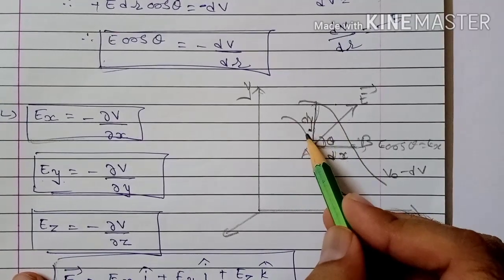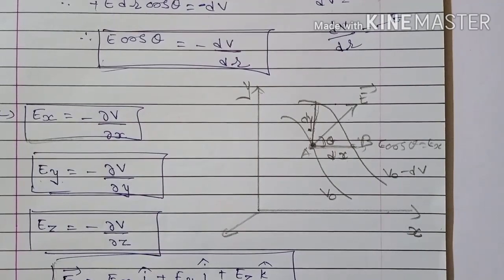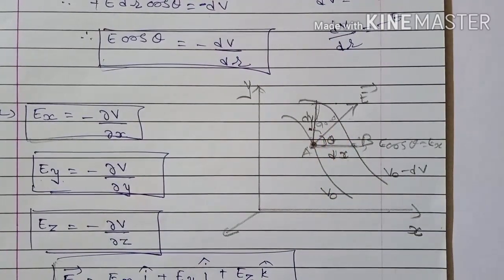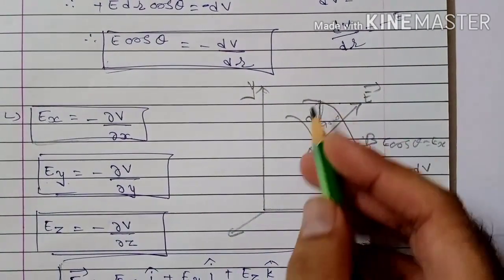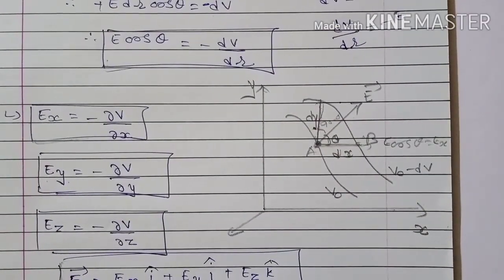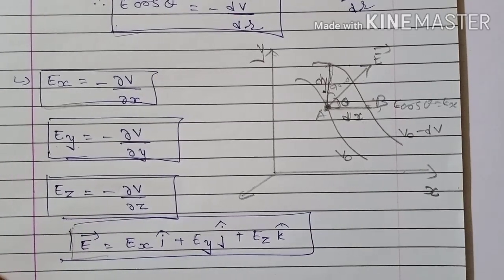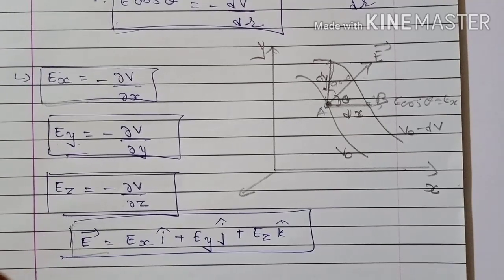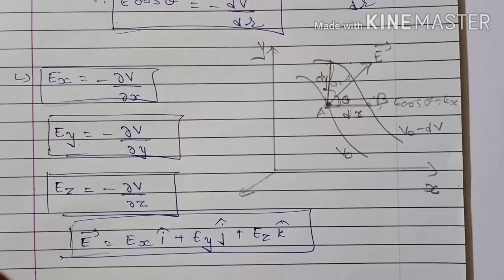Same way we can find the y component of electric field by considering displacement in y direction. So here this angle is 90 minus theta. Instead of theta, you can take 90 minus theta, and cos of 90 minus theta is sin theta. That is the y component of electric field. Ey is equal to minus del V by del y. Same way we can find the z component of electric field. Ez is equal to minus del V by del z. So when electric field is in 3 dimensions, then E vector is equal to Ex i cap plus Ey j cap plus Ez k cap.